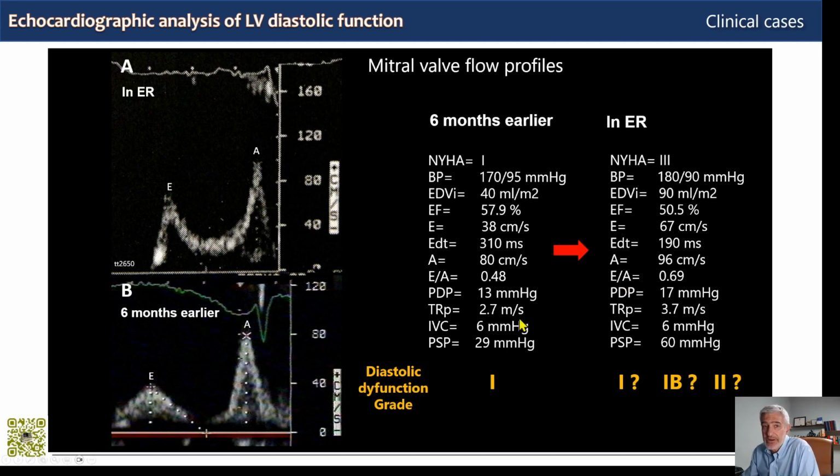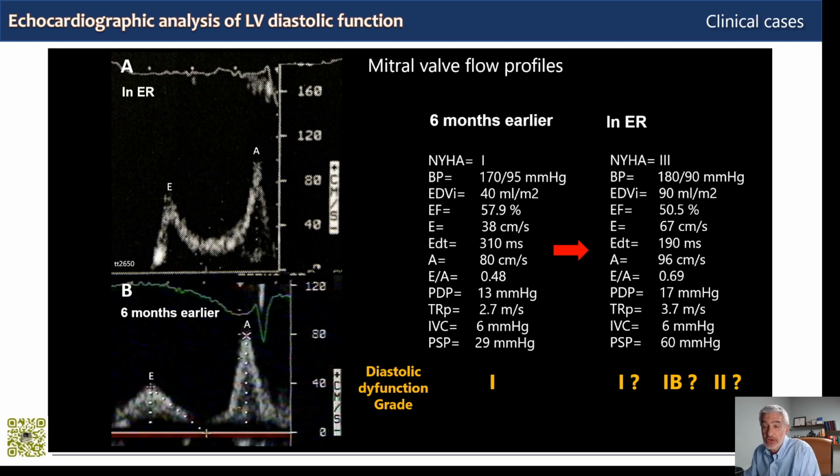You may ask, where is tissue Doppler of the mitral annulus here? Well, we don't have it because these exams are quite old, before tissue Doppler was routinely used. In this case, the E prime would have been quite low in both exams, so not very helpful in determining the filling pressures and the grade of diastolic dysfunction.